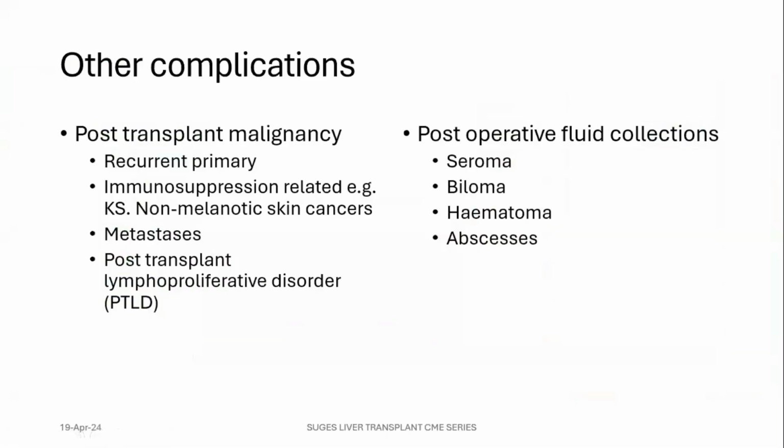Then there are other complications that can occur. You can get post-transplant malignancy. This can be because of recurrence of the primary malignancy, HCC, cholangiocarcinoma. It can be as a result of immunosuppression. You can get malignancies that come from immunosuppression therapy, like Kaposi sarcoma, non-melanotic skin cancers. Then you can have metastases that can come from the donor into the recipient, or from the recipient into the liver. And then you can have post-transplant lymphoproliferative disorders.